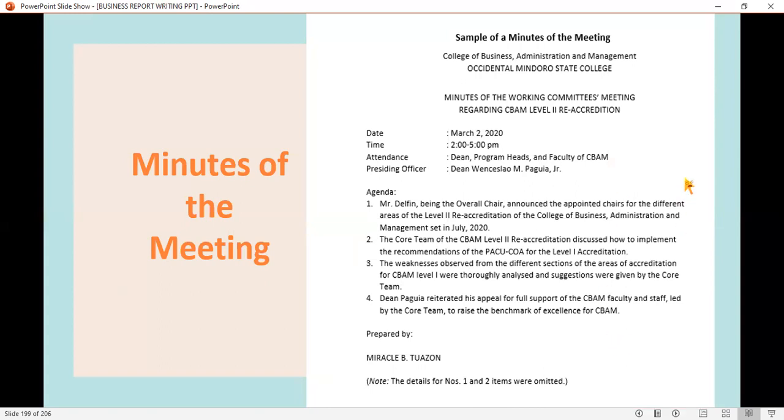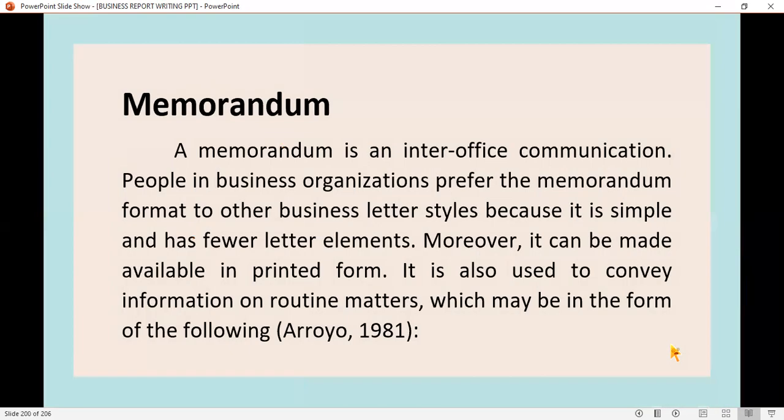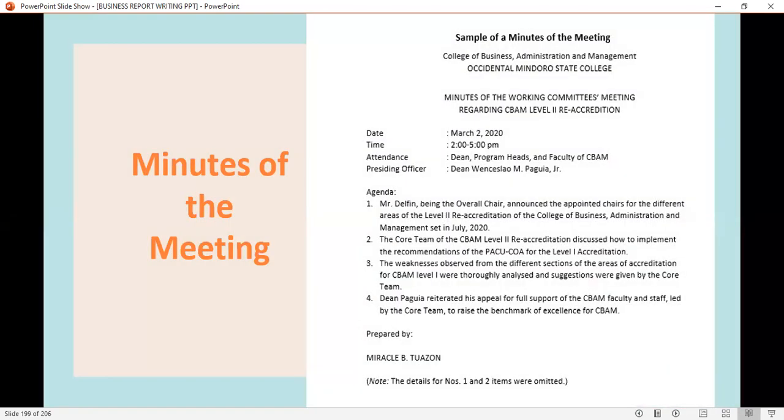And the agenda. So what are the agenda? First one, so ayan. And there are 4 agendum. By the way, agendum is the singular form for agenda. Okay po? Kapag isa lang, yung napag-usapan, agendum. Kapag marami, agenda. Okay? Ayan po.